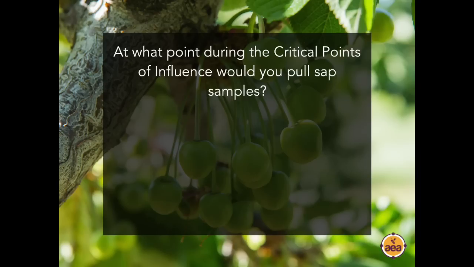So you can think about when the critical point of influence happens, what stage of development. You want to put on a foliar application a week before that. You pull your sap analysis a week to 10 days before that. That will give you the information to know exactly what to apply in your foliar application to influence that CPI.